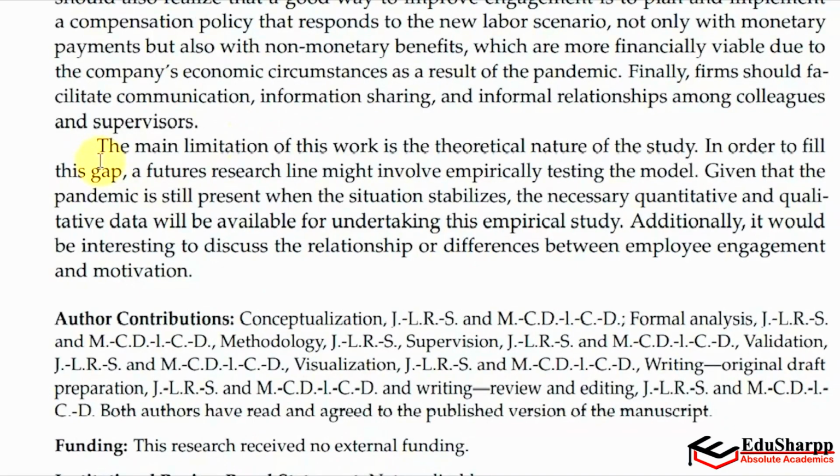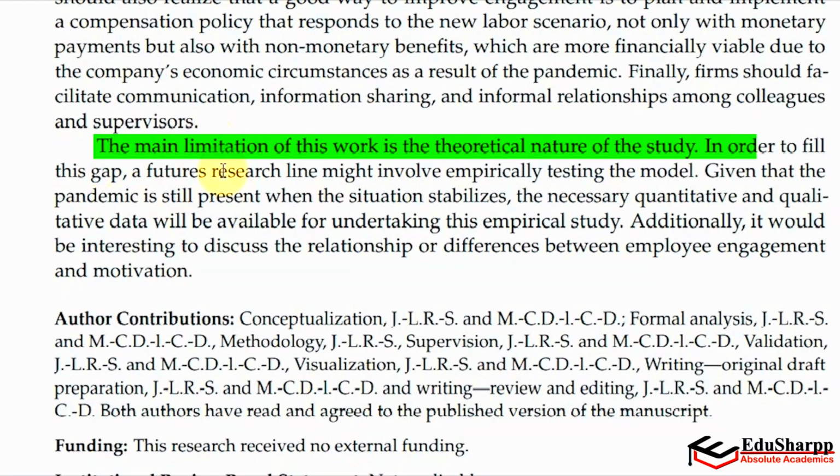So in the final paragraph you see the main limitation of this work is the theoretical nature of the study. So what they are saying is that the study is not enough. There is a further scope of research on this particular topic. So as we discussed earlier, in conclusion it is important that you give them a future scope of study. So this is what they are doing here. In order to fill this gap, a future research line might involve empirically testing the model.